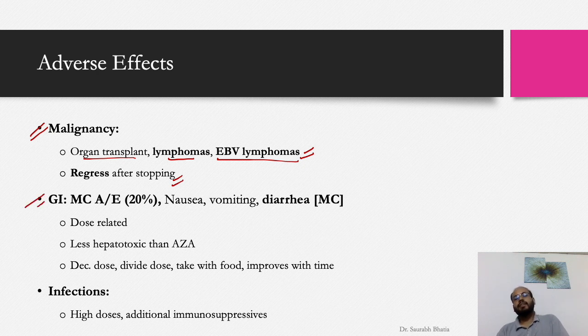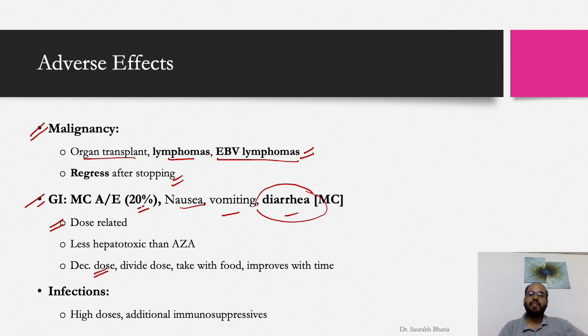GI side effects are the most common side effects seen in 20% of patients, and out of nausea, vomiting, diarrhea, diarrhea is the most common GI side effect. These side effects are dose related, and whenever the side effects are dose related, it's better to decrease the dose or divide the dose. Let's say you're using 1 gram twice daily with significant GI side effect, it's better to divide it into 500 4 times a day, or 1 gram in the morning, 500 in the evening, 500 in the night. Give that in divided doses.